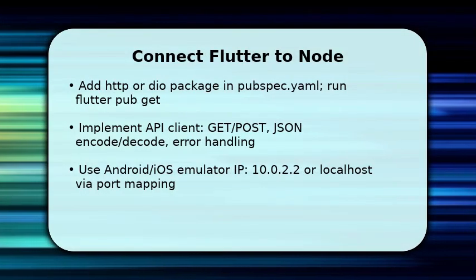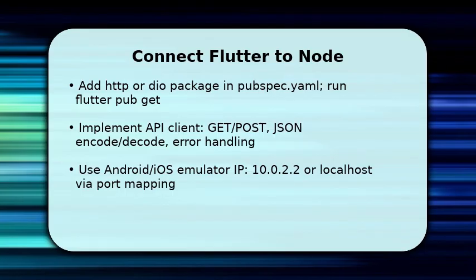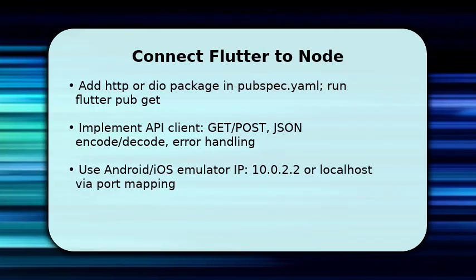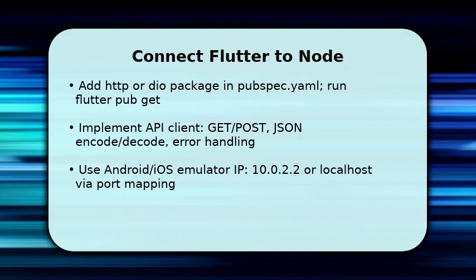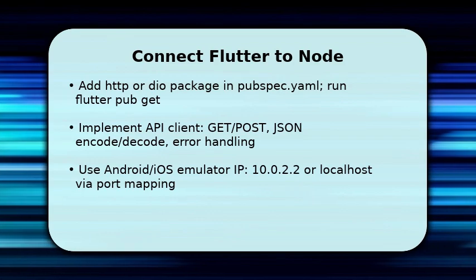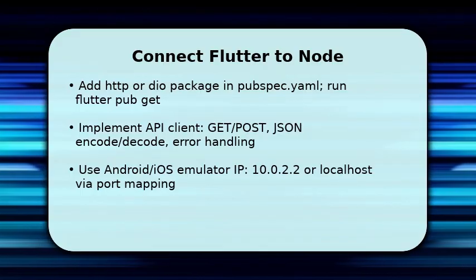Next, integrate the Flutter side so you can call Node endpoints. Add the http or dio package in pubspec.yaml and run flutter pub get, then implement a small API client that performs GET and POST requests and decodes JSON responses. Use clear error handling and timeouts so you can detect server issues quickly. When testing on an emulator, remember emulator-specific host addresses. Use 10.0.2.2 for Android emulator or map ports for iOS simulator, because wrong host causes silent failures.